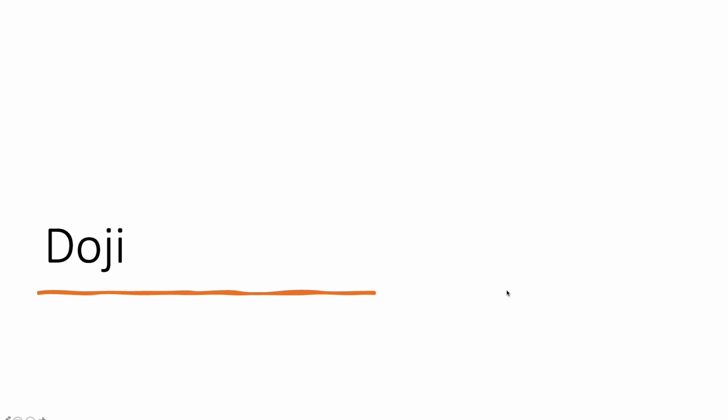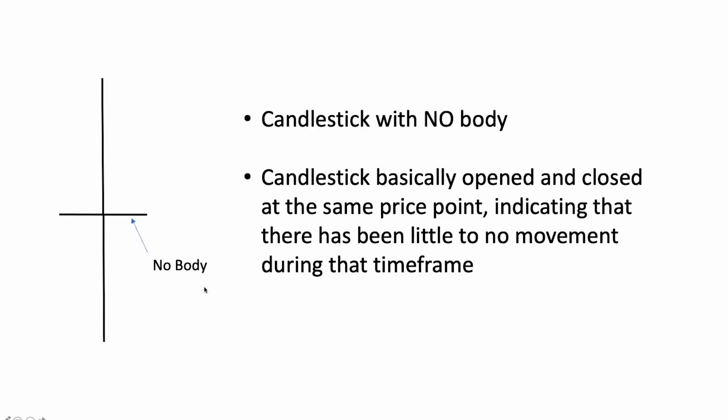Now there's one more name that you will hear. It's called a doji. A doji is essentially a candlestick with no body, right? You see no body. It's just a line. It basically looks like a cross or a plus sign. So a doji basically means that it opened and closed at the same price point, indicating that there's been little to no movement during that time frame. Doesn't mean that there's no movement on the day. It just means that the market ended up at the same price point.